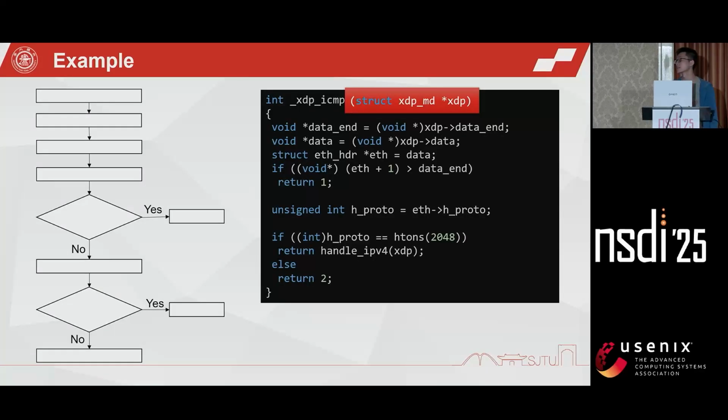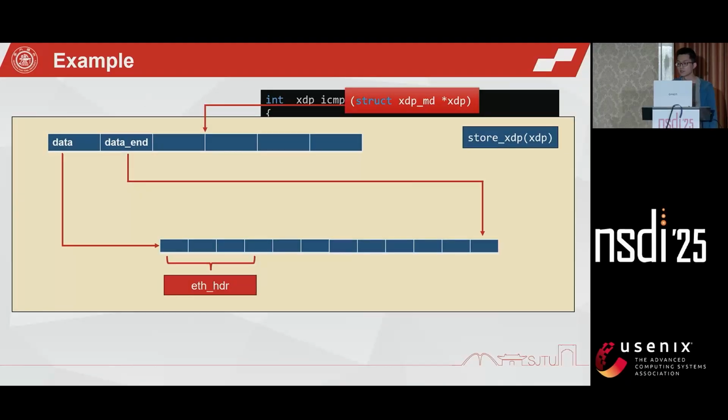Let's first see what an XDP packet is. For an XDP packet, the data field points to the start of the packet. The data end field marks the end of the packet. And we ignore the other fields that are not relevant to this example. The Ethernet header is at the top of the XDP packet. If there is enough memory, we can find it. We use store XDP to represent the whole memory stores as the program variable XDP, and in this example, it is a pointer.